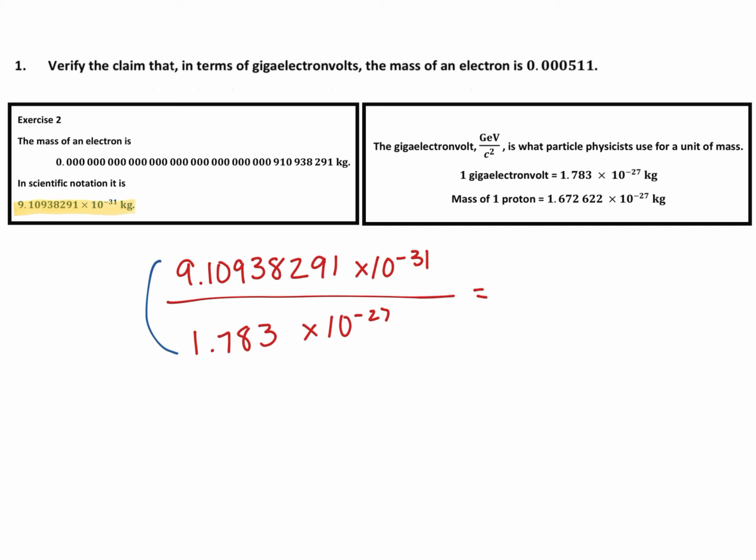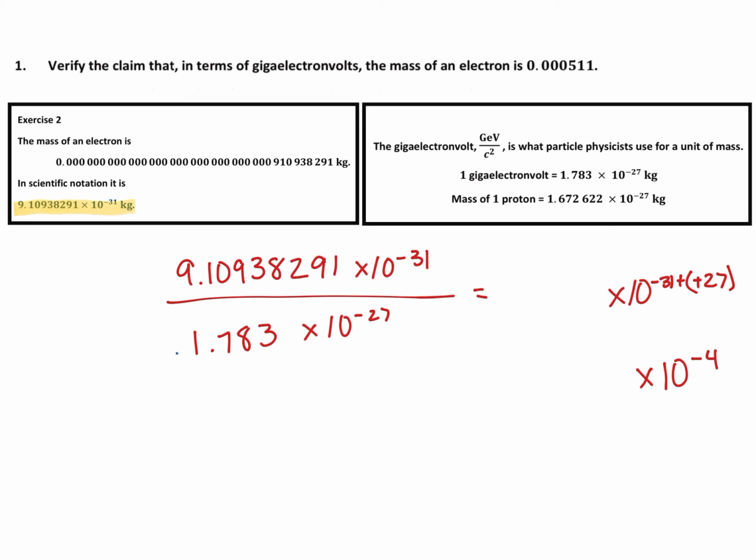But when you subtract negatives for the exponent, you should have 10 to the negative 31 minus a negative 27. I don't have enough room. If you are subtracting a negative, it is the same thing as adding the opposite. So our exponent is still going to be negative because the 31 is farther into the negatives than the 27. So we're going to have negative 4 as our exponent.